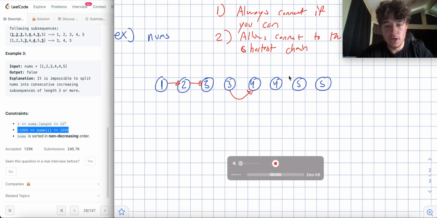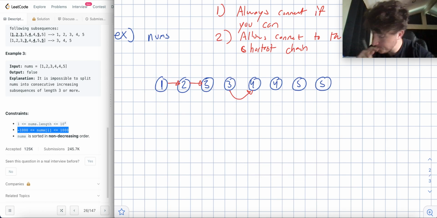Okay, so now when I look at this 4, well, the only thing that this 4 can connect to, should I always connect if I can, is this 3, right? Because this 3 is no longer at the front of the chain. It's not the head of the chain. It's already connected to 4, so the only thing I can connect to this 3 to is this 4.